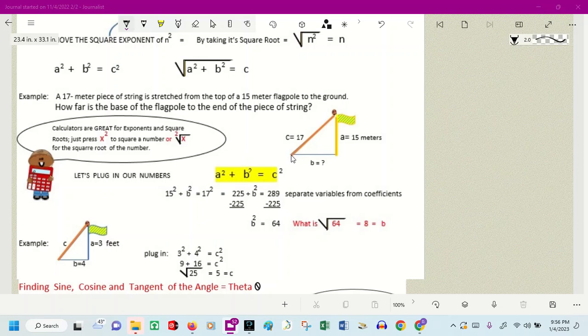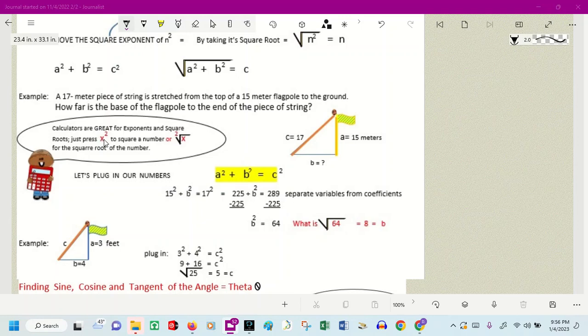To the bottom of the string, or the base of the string. What is that distance? That distance is your B. So let's plug in what we have. A is 15, correct? So that's 15 squared plus B squared equals C, which is 17, so that's 17 squared. Calculators are very good for your squares and your square roots.